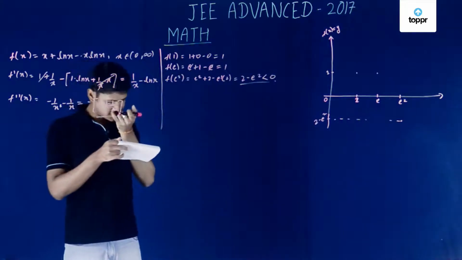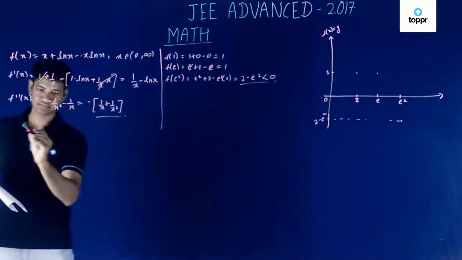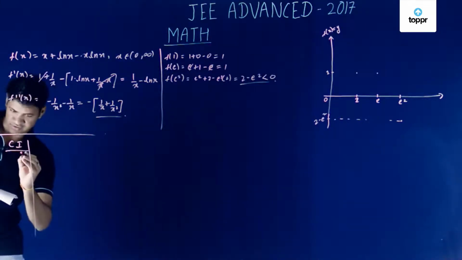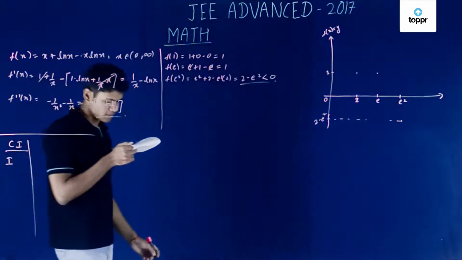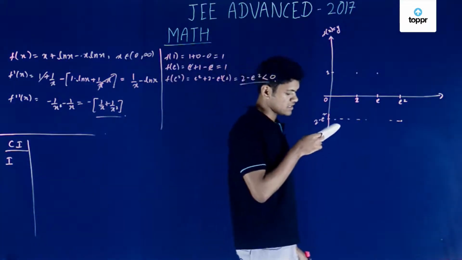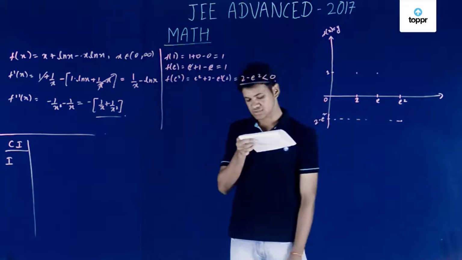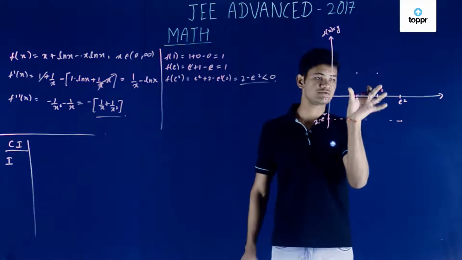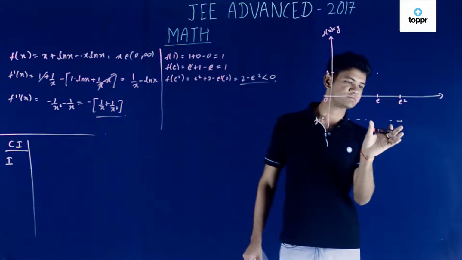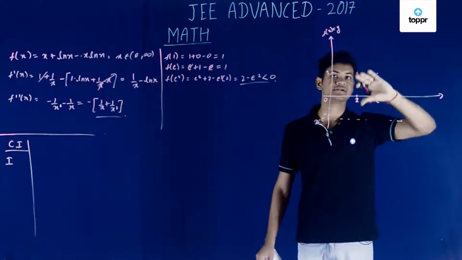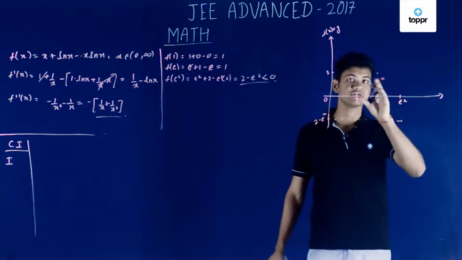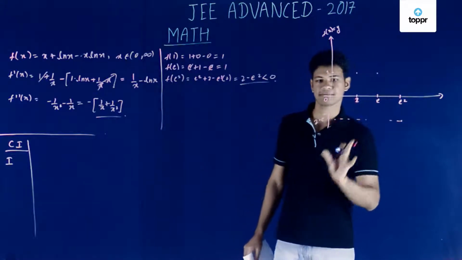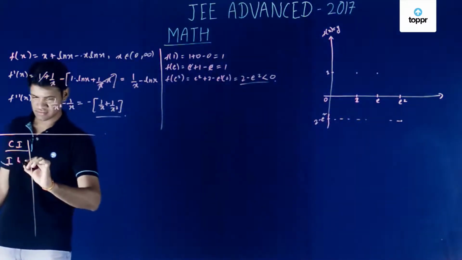Okay. Let us start with column 1. Column 1's first option asks, f of x is equal to 0 for some x in 1 to e square. So yeah, the function has a positive value in this portion and negative value in this portion. So from 1 to e square, it changes its nature, from positive to negative. So definitely, since it is a continuous function, it definitely crosses 0 at some point between 1 and e square. So yeah, first option is correct.